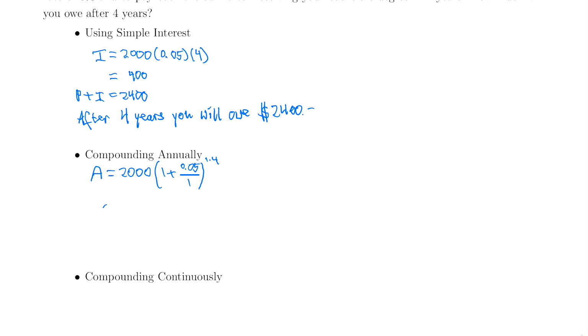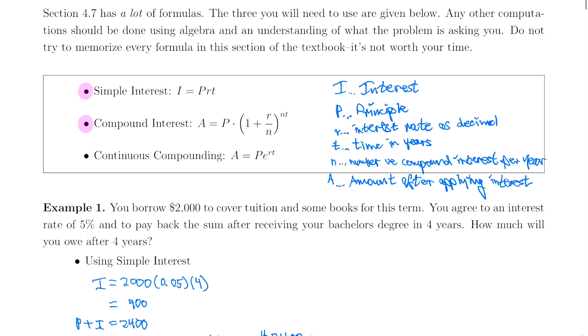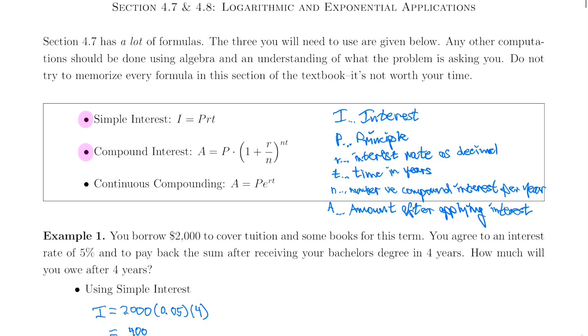And when we plug that into our calculator, we are getting approximately 2,400, but then a little more would be $31.01. Since it's money, we always round to 2 decimal places, so to the penny. So after our 4 years, if you compound the money annually, you will owe $2,431.01.